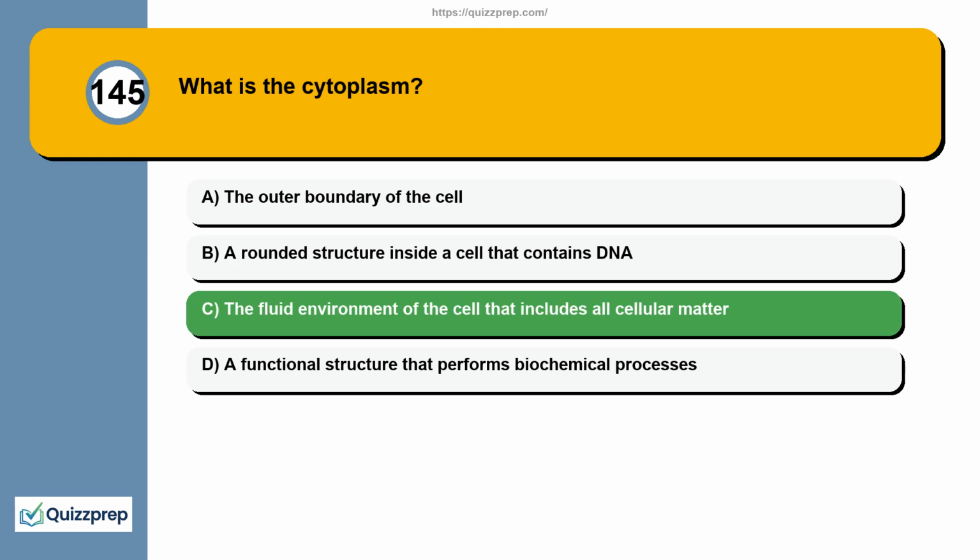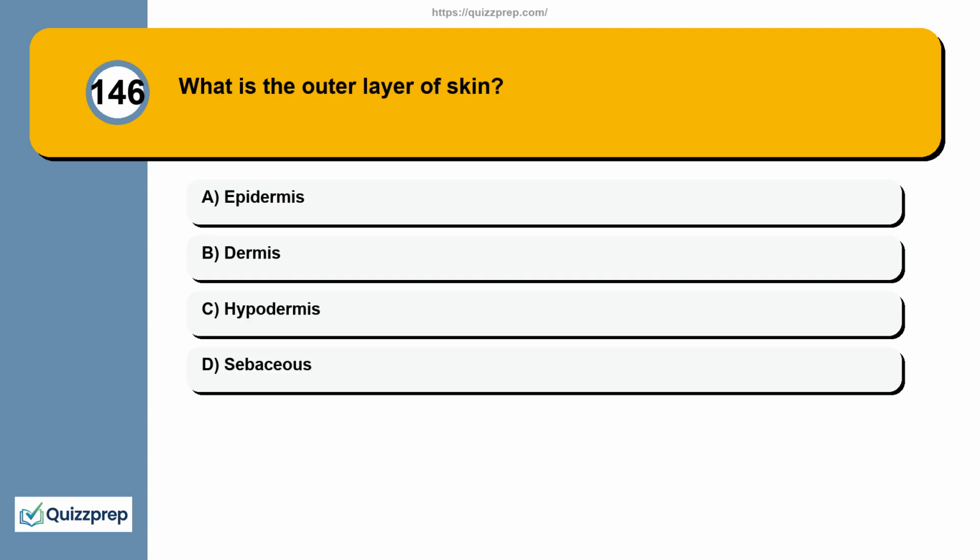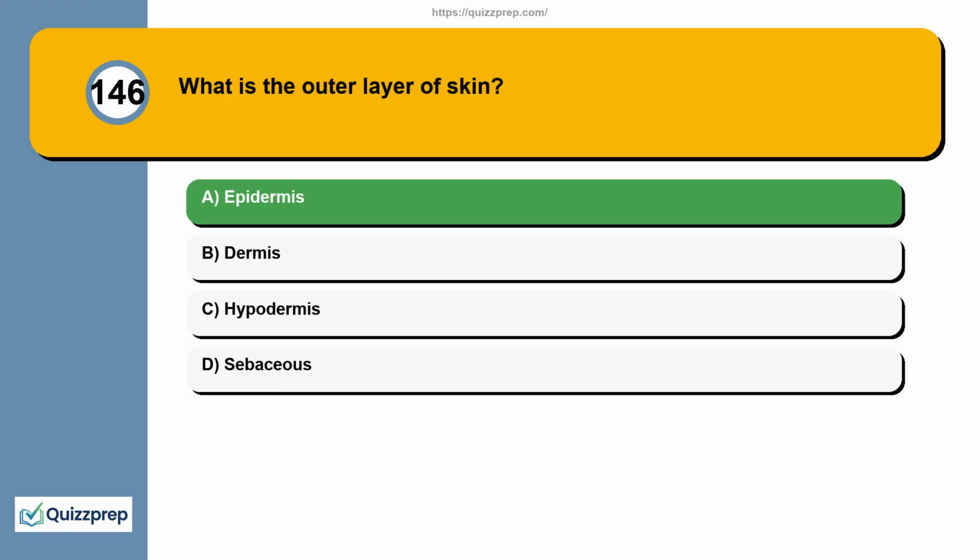The correct answer is option C, the fluid environment of the cell that includes all cellular matter. Question 146. What is the outer layer of skin? Option A, epidermis. Option B, dermis. Option C, hypodermis. Option D, sebaceous. The correct answer is option A, epidermis.